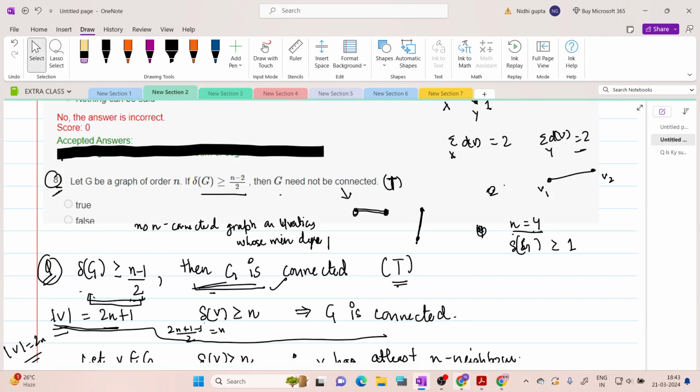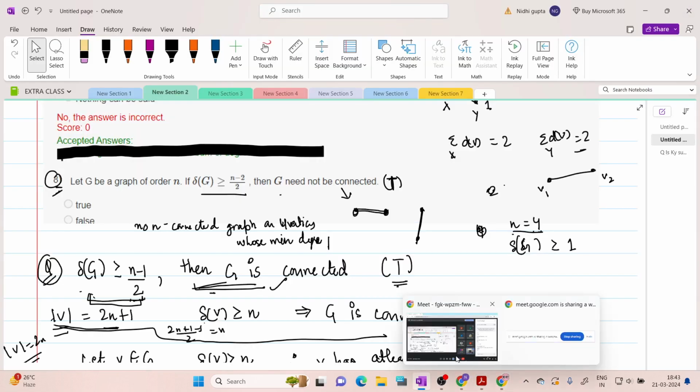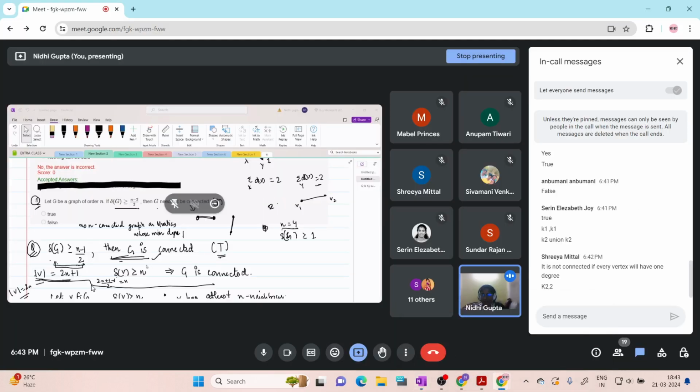So now, are both these statements clear? Both these statements are true. That is, if the minimum degree is greater than or equal to (n minus 1) by 2, then the graph is connected. But if we take a smaller number, say (n minus 2) by 2, then we cannot say. Then it can be connected and also not connected. So is this clear?